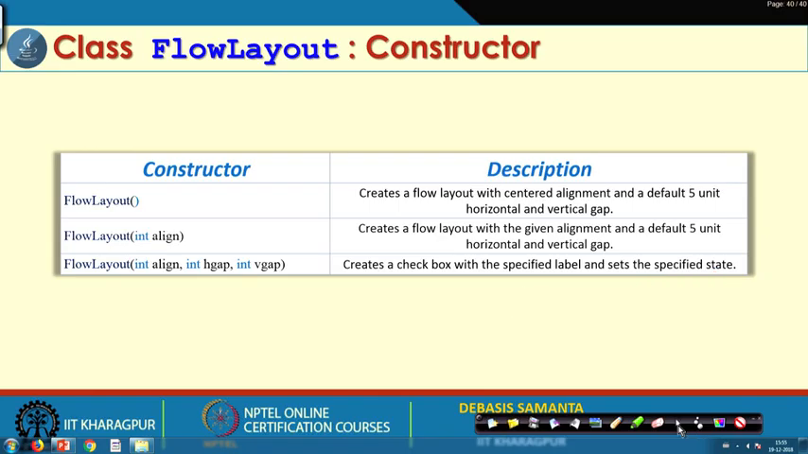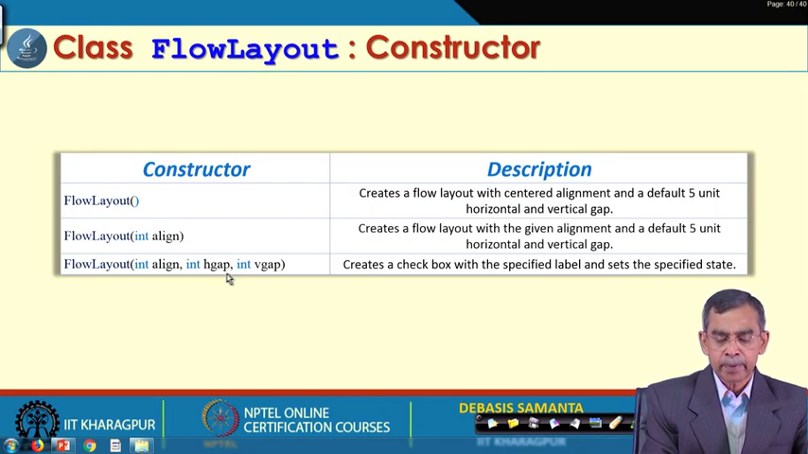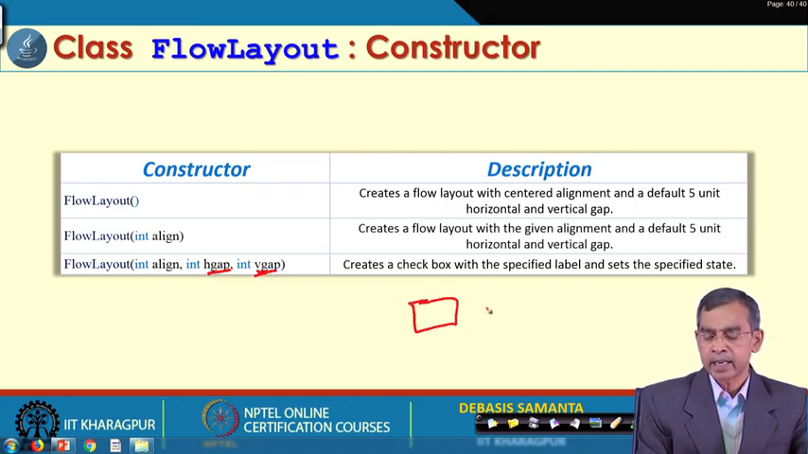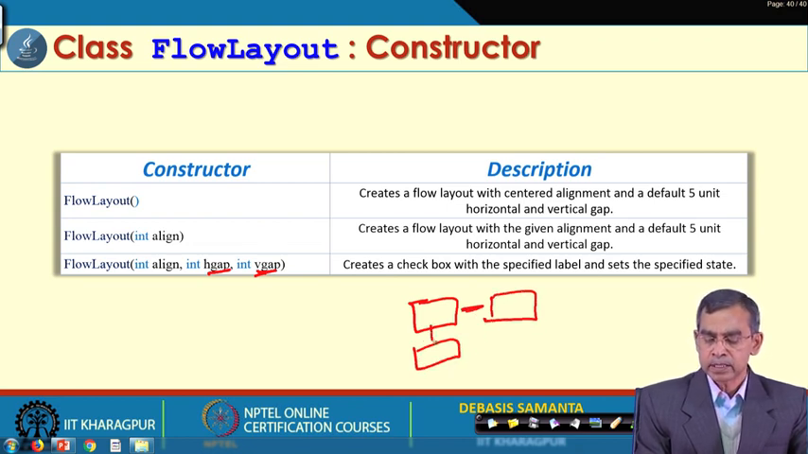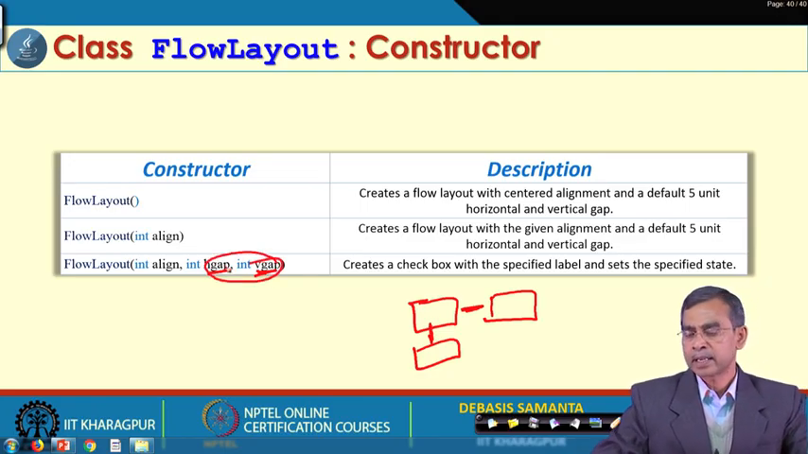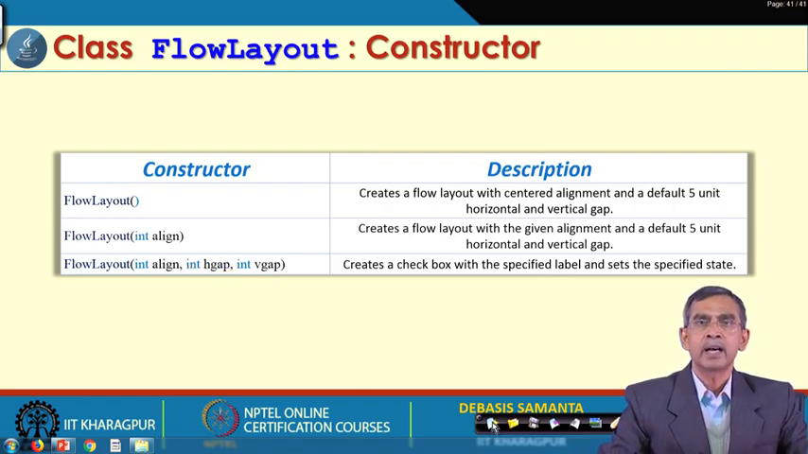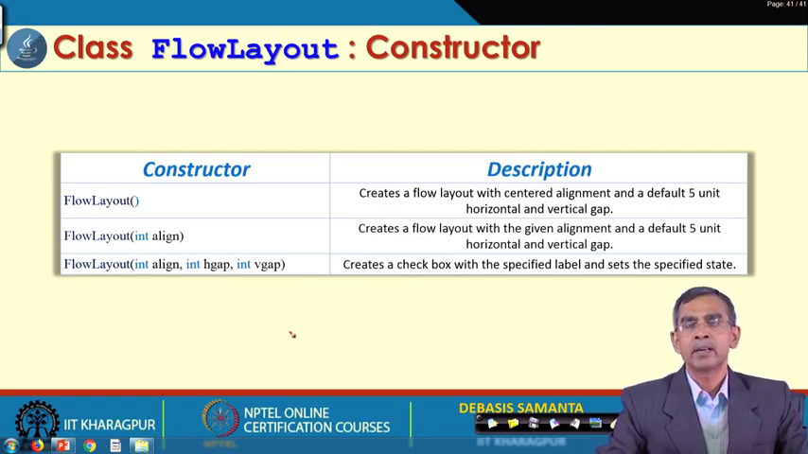Another constructor takes the horizontal gap and then the vertical gap. If one component is added here and then another component, this is the horizontal gap. If there is another component below, this is the vertical gap. All these things you can mention in your FlowLayout Manager constructor, and then they are automatically adjusted. This is the usefulness of the FlowLayout Manager, helping a programmer include the different components.